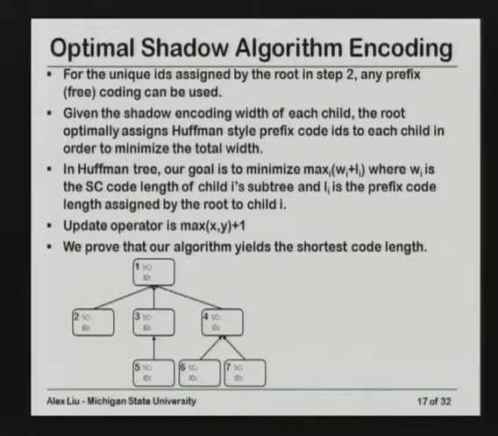We use a Huffman style coding. So basically, we don't really need binary code. We only need prefix-free coding. For example, for the codes assigned to 1, 2, 3, and 4, none of them is the prefix of another code. As long as we have this property, that will be fine.